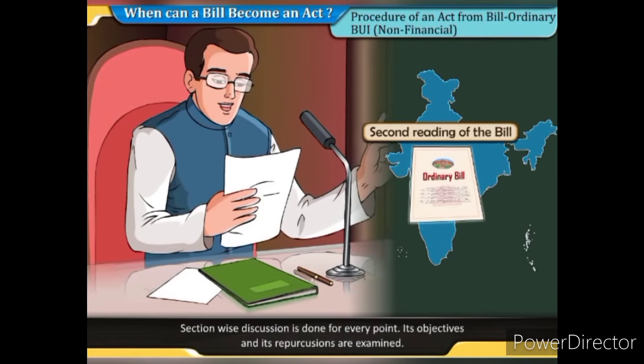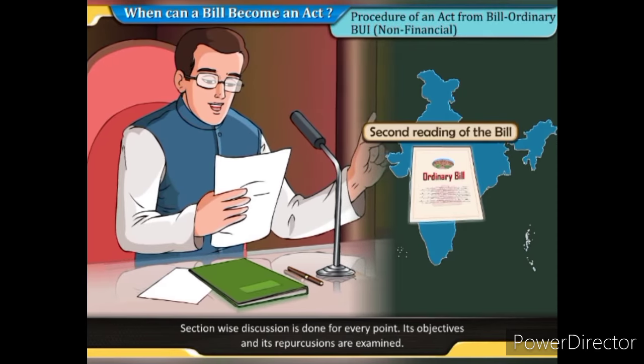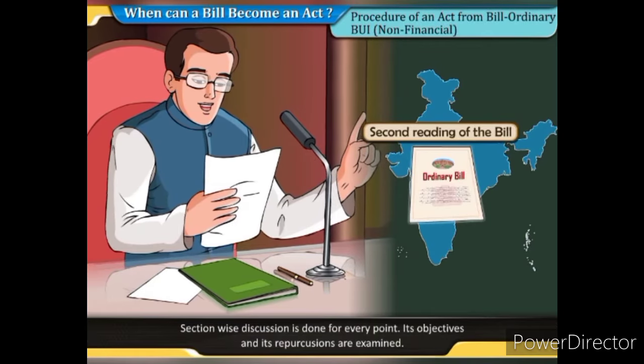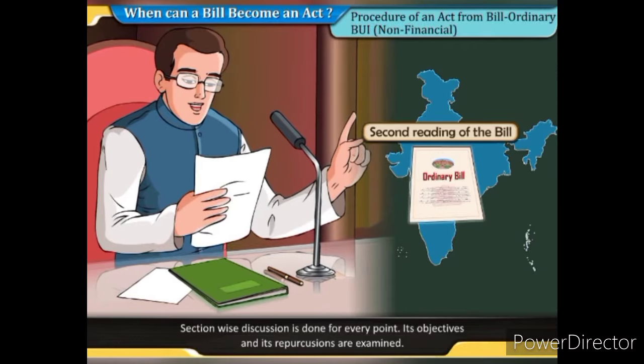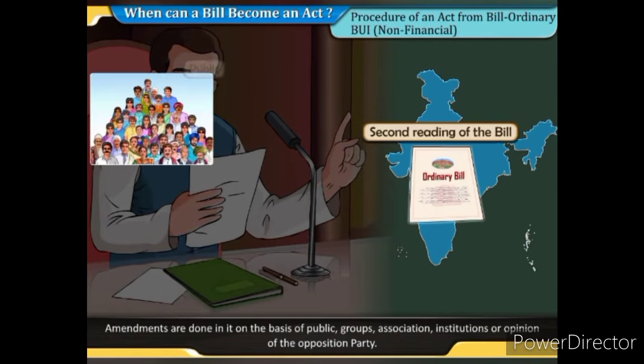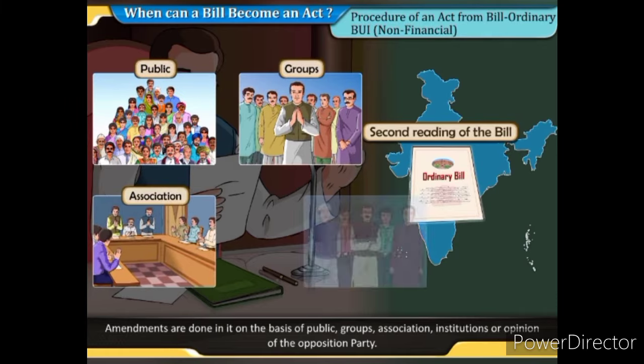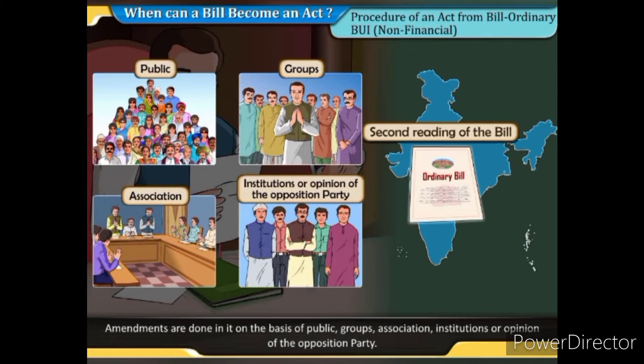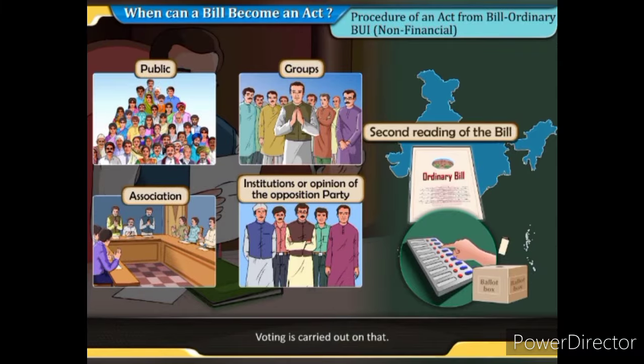Section-wise discussion is done for every point. Its objectives and its repercussions are examined. Amendments are done in it on the basis of the opinion of the public, groups, associations, institutions or the opposition party. Voting is carried out on that.